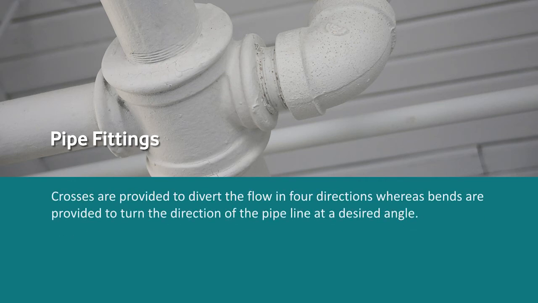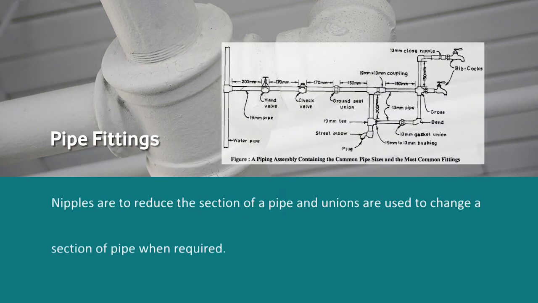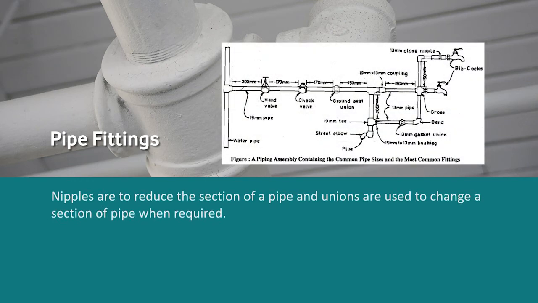Crosses are provided to divert the flow in four directions, whereas bends are provided to turn the direction of the pipeline at a desired angle. Caps and plugs are used to close the ends of a pipeline. Nipples are used to extend a section of pipe, and unions are used to change a section of pipe when required. So here the picture of a pipe assembly is shown, where the common pipe sizes and the most common fittings are mentioned.